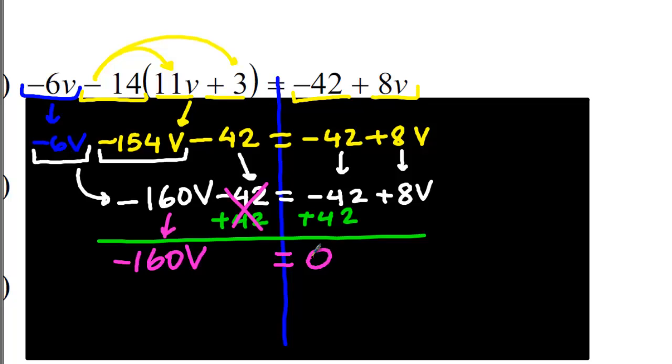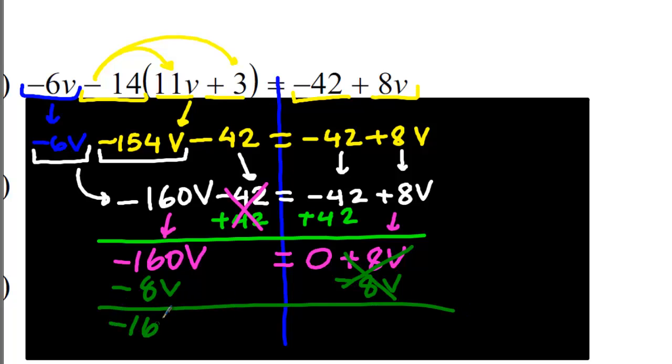Alright, let's cross out one side to 8b. Minus 8b, minus 8b. So negative 168b equals 0, okay? Negative 168 times something is 0. B has to be 0. So negative 168 times 0 is 0. So the answer is b equals 0.